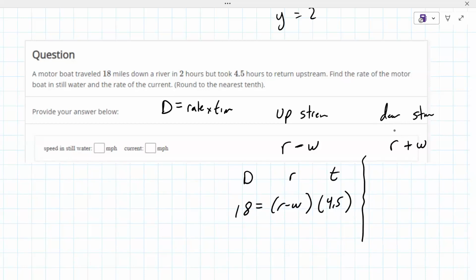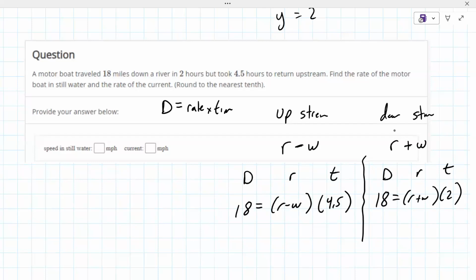And then for downstream, you're still going 18. It's R plus W, but it only takes 2 hours. And again, that's your distance, your rate, and your time. Is that okay? Clear? Yeah.